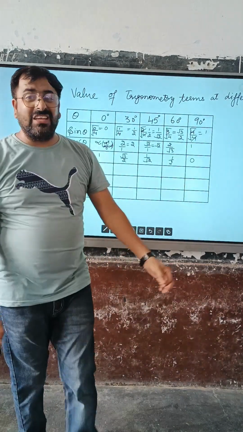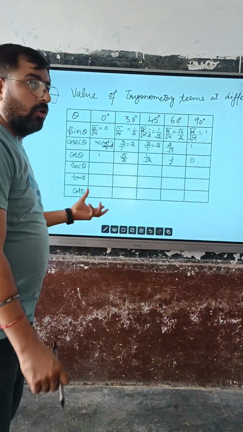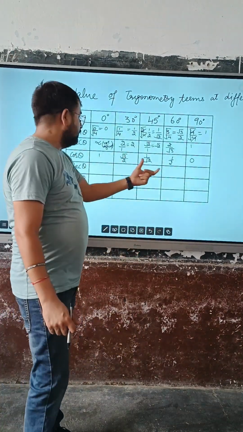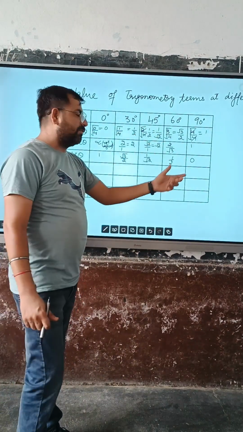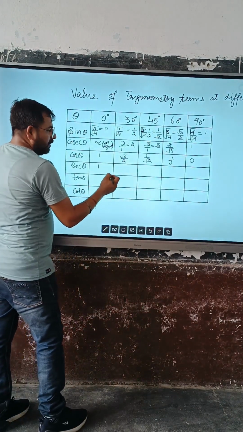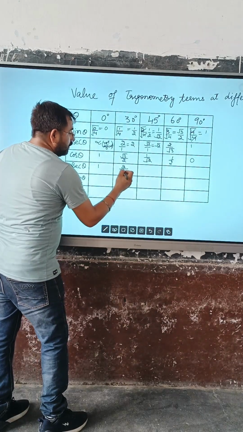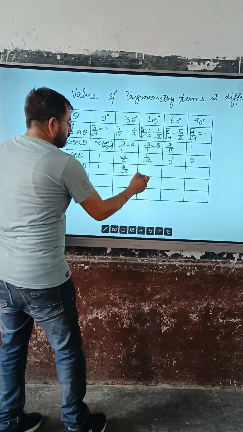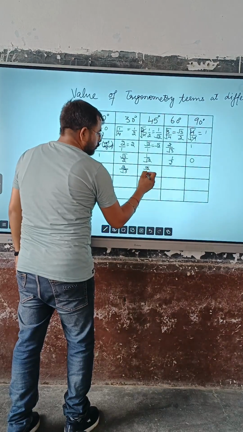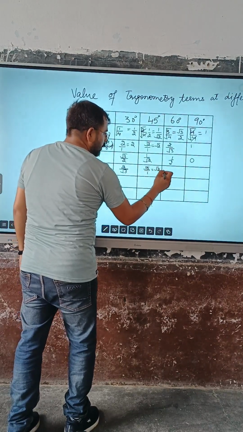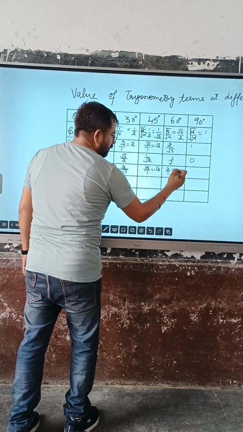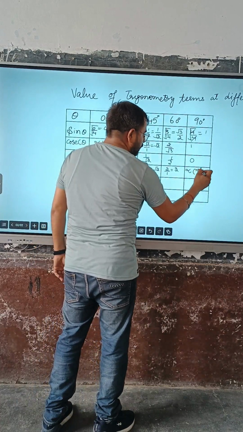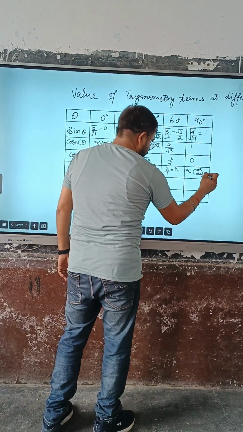Now secant. We know that secant is the reciprocal of cos, and cos is the reciprocal of secant. So using this concept we will find the values of the secant at different angles. Reciprocal of 1 is 1, and the reciprocal of under 3 by 2 is 2 by under 3. Reciprocal of 1 by under 2 is under 2 by 1, that is under 2. Reciprocal of 1 by 2 is 2 by 1, that is 2, and reciprocal of 0 is infinity, that is not defined.